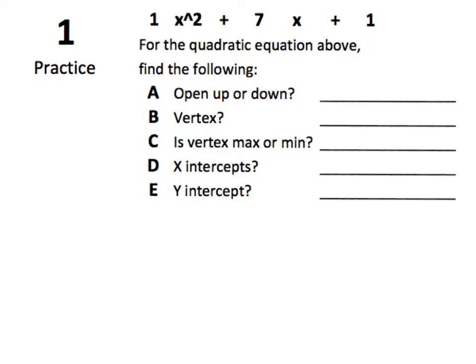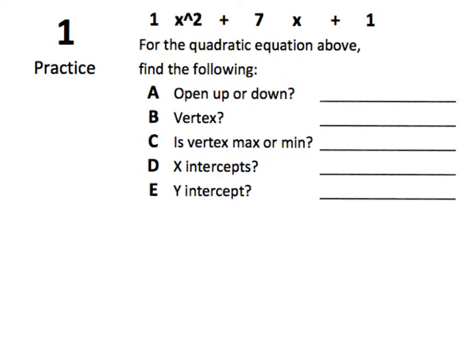This problem is 1x squared plus 7x plus 1. For the quadratic equation above, find the following. A, does it open up or down? B, what is the vertex? C, is the vertex a maximum or a minimum? D, what are the x-intercepts? And E, what is the y-intercept?